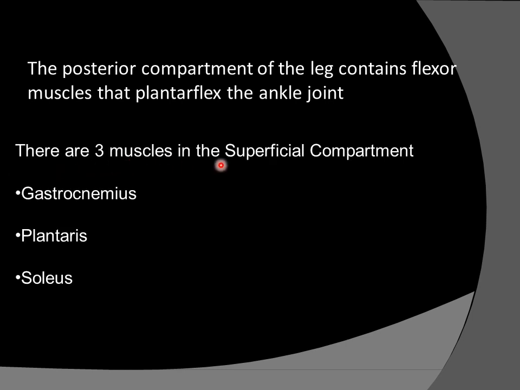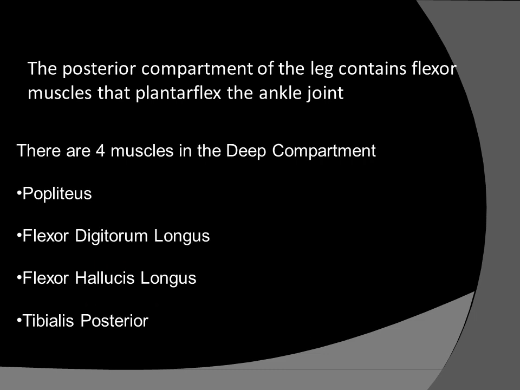There are three muscles in the superficial compartment of the back of the leg, that is gastrocnemius, plantaris and the soleus. We shall discuss in detail about these muscles in further slides. And there are four muscles in the deep compartment of the posterior aspect of the leg: popliteus, flexor digitorum longus, flexor hallucis longus and tibialis posterior.